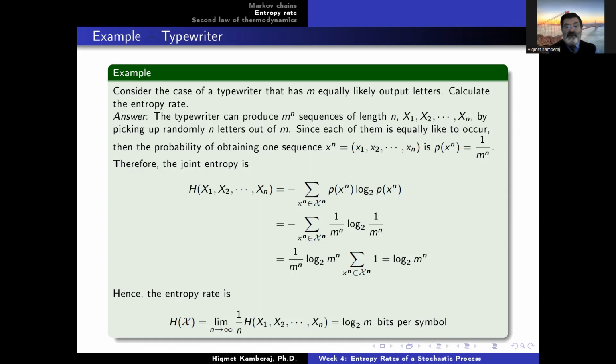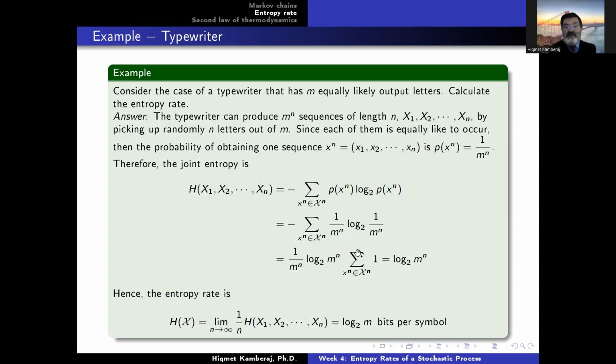Therefore, the joint entropy H of X1, X2, ..., Xn is equal to minus the sum over all sequences x to the power n from chi to the power n of p of x^n log with base 2 of p of x^n. Now p of x^n is equal to 1 over m to the power n. We replace it here, and then we get minus the sum over all x^n from chi^n of 1 over m to the power n, log with base 2 of 1 over m to the power n.